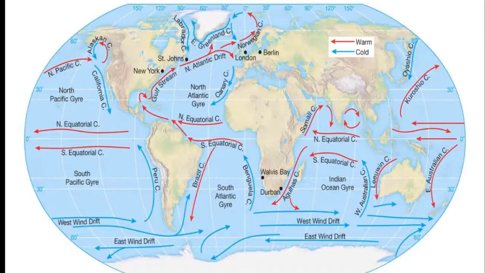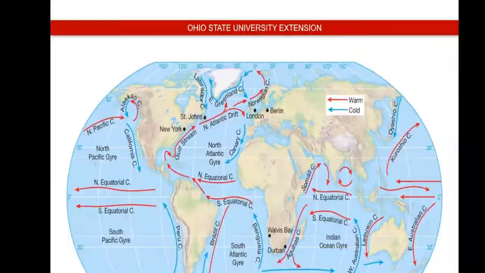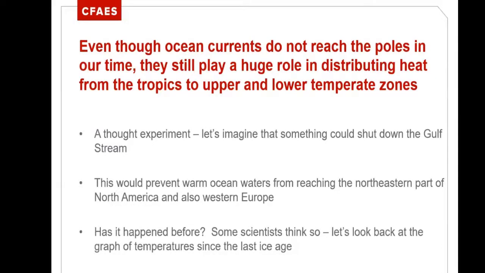That's caused by huge things, you know, the tectonic plates, the fire and rock, think volcanoes, earthquakes, those kind of phenomena. Even though we're in a position now where the ocean currents don't reach the poles, they play a major role in distributing heat. And so imagine that the Gulf Stream shut down. This would prevent warm ocean waters from reaching the northeastern part of North America and Western Europe.